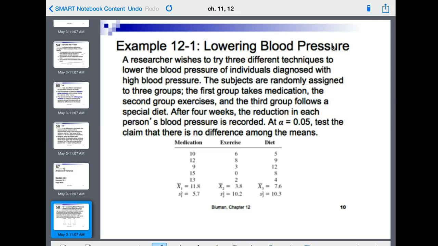So, example. A researcher wishes to try 3 different techniques to lower blood pressure of individuals diagnosed with high blood pressure. The subjects are randomly assigned to 3 groups. The first group takes the medicine, the second group exercises, and the third group follows a special diet. After 4 weeks, the reduction in each person's blood pressure is recorded. At 0.05, test the claim that there's no difference among the means. So we have the information, we have the means, the standard deviations and all that good stuff.